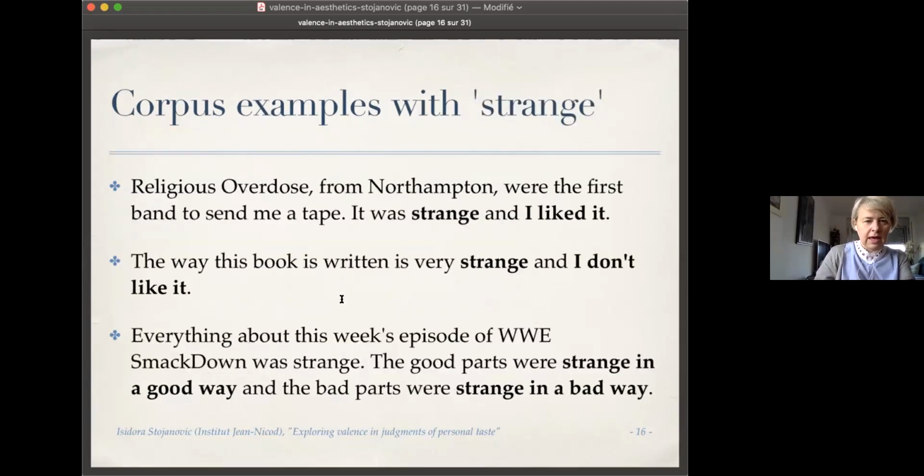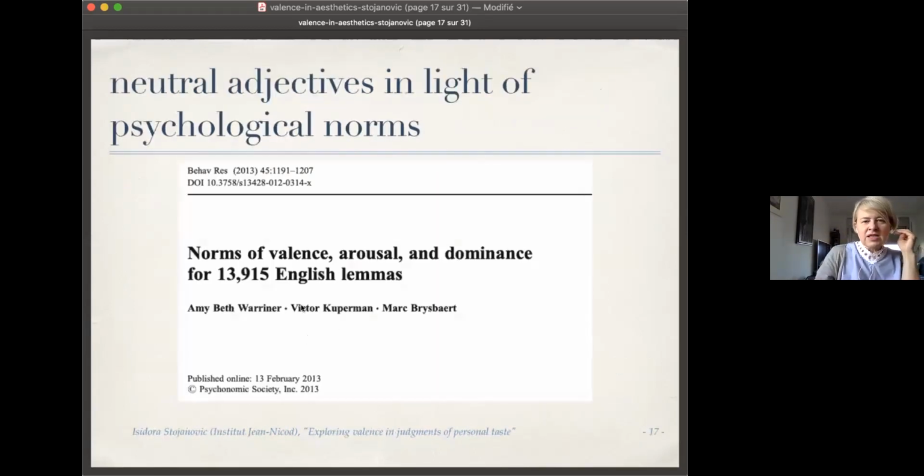Okay, and here are some examples with strange. Religious Overdose from Northampton were the first band to send me a tape. It was strange and I liked it. The way this book is written is very strange and I don't like it. Everything about this week's episode of WWE SmackDown was strange. The good parts were strange in a good way, and the bad parts were strange in a bad way.